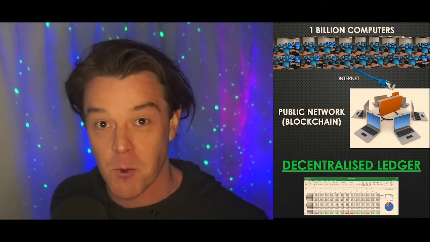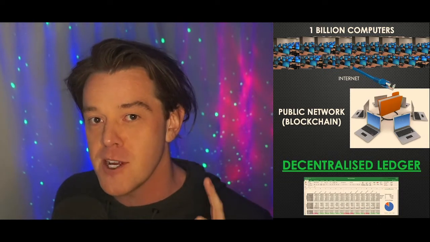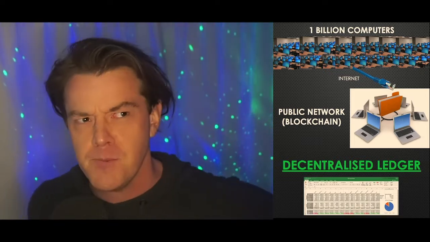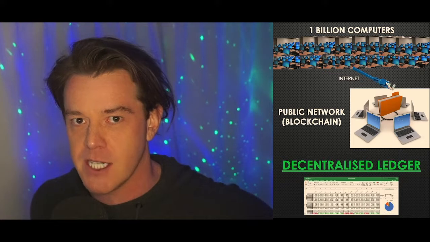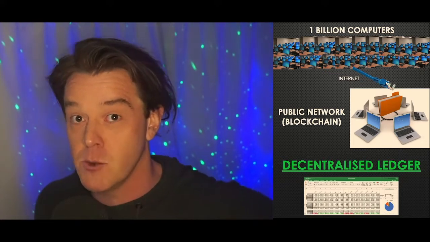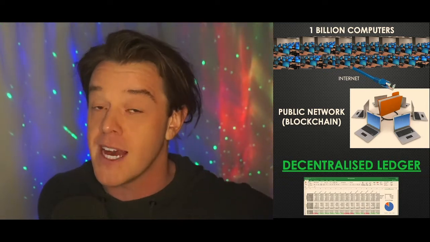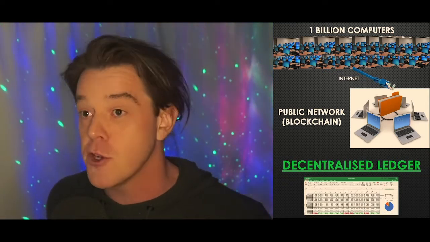Everyone can access this network, and stored on every computer is a copy of the decentralized ledger. Remember, the bank had a ledger for their transaction history. Transaction history equals decentralized ledger. So, that was a private ledger that they owned. This is a public ledger that no one owns.